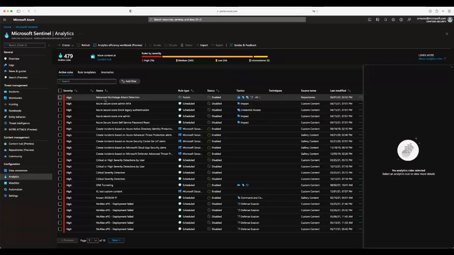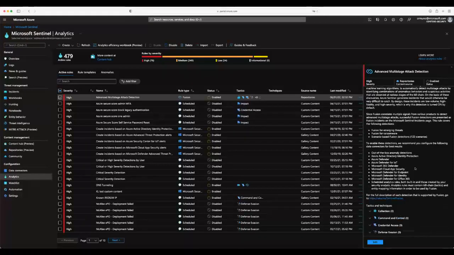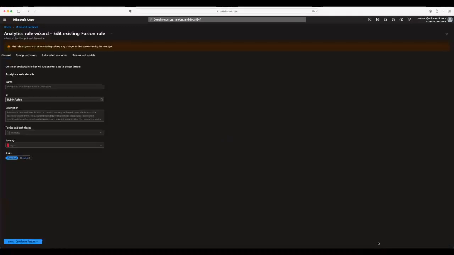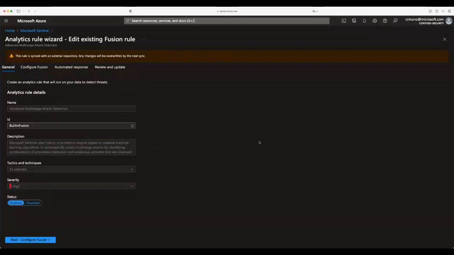If I click on the advanced multi-stage attack detection on the right hand side here, I get more information when it comes to what Fusion is and what Fusion does. And then on top of that, the different detections that we actually support at the moment. On the bottom here, you can see edit. So when we click edit, this is going to bring up the analytics rule wizard. A lot of you are probably familiar with this UI. This is where we are able to enable and configure the analytic rules across Microsoft Sentinel.